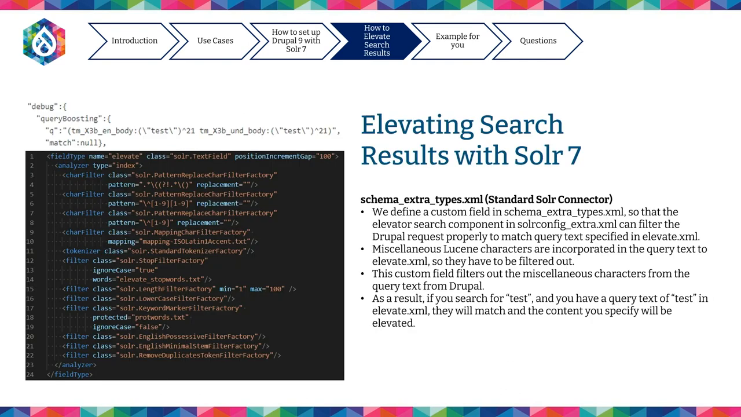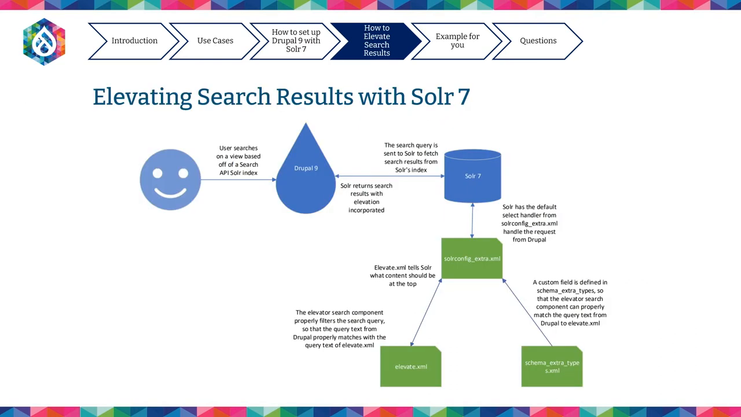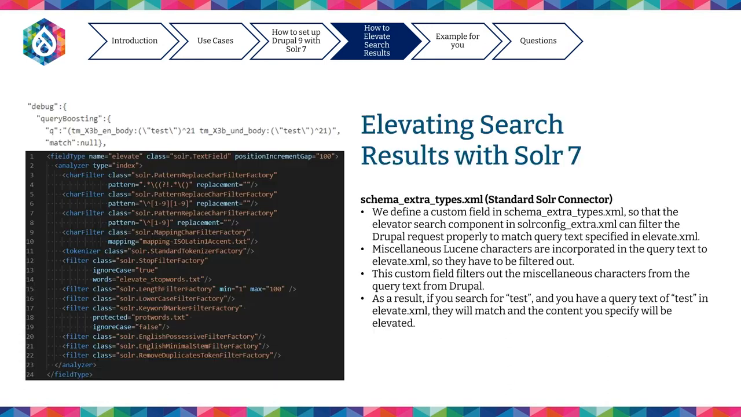Okay, so I'll be going over the three config files in green. Those are basically how you'll be elevating locally. The first config file is schema_extra_types. This is where you start, where you create your custom field type. Why do we create a custom field type? Because the current field type, which you'll see later, is called string, and it doesn't properly filter the query text going into elevate.xml.